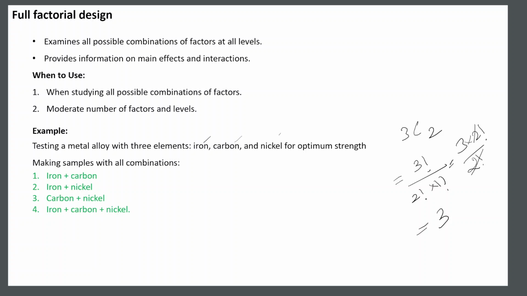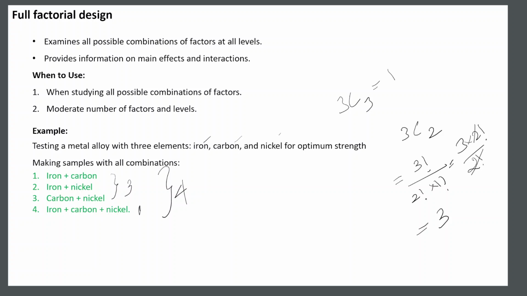That is, iron plus carbon, iron plus nickel, and carbon plus nickel. This is 3. And 3C3 is possible in one way, that is iron, carbon, and nickel. This is one possibility. So totally four possible combinations can be performed in this full factorial design.